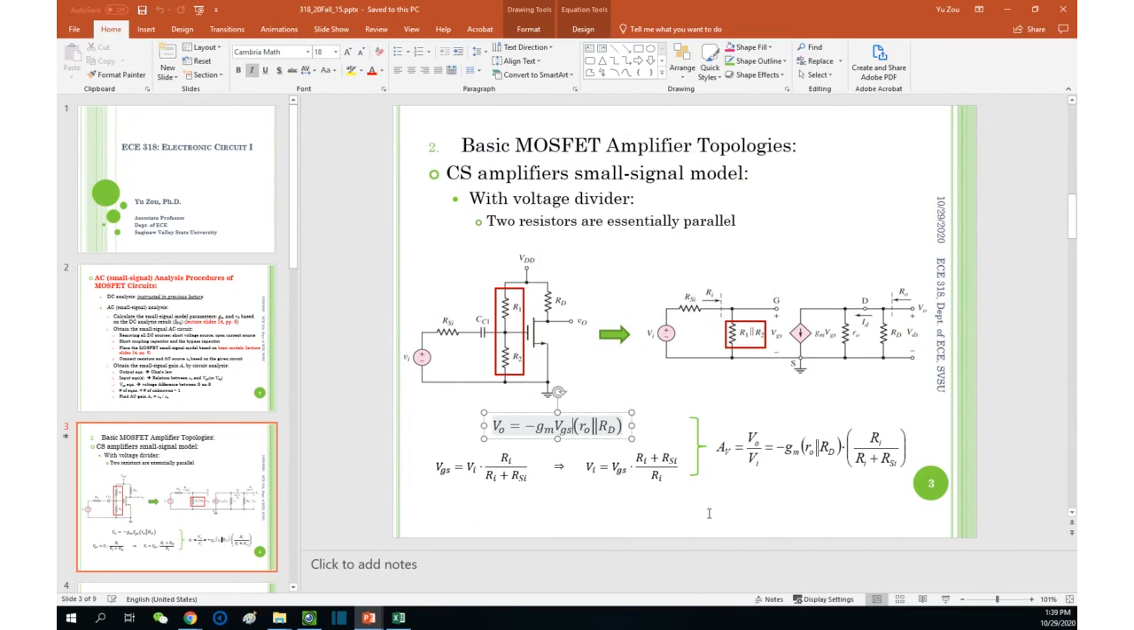And of course, this particular problem is emphasizing that R1 and R2 are essentially parallel, because the other terminal of R1 up here is also ground in AC. Any other questions?